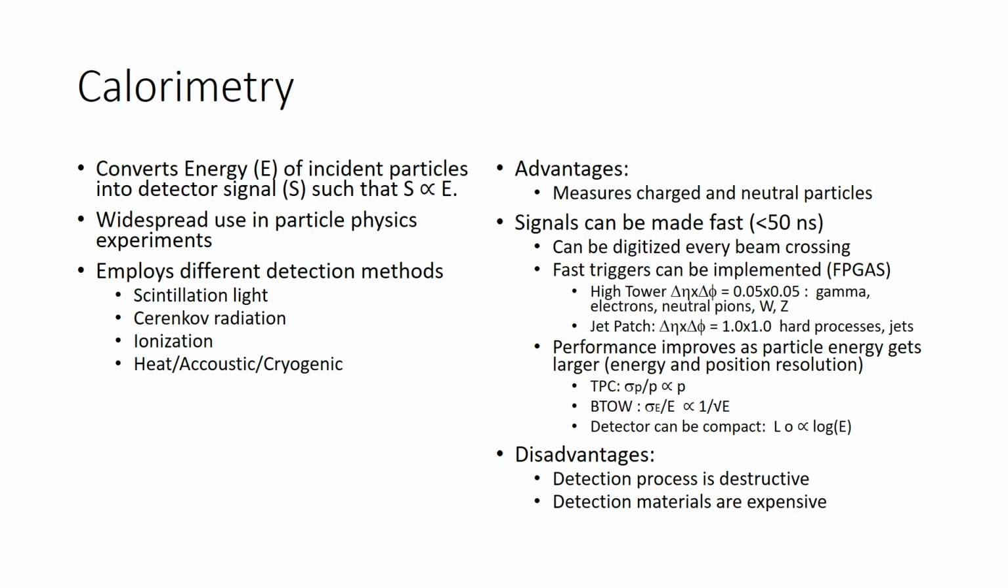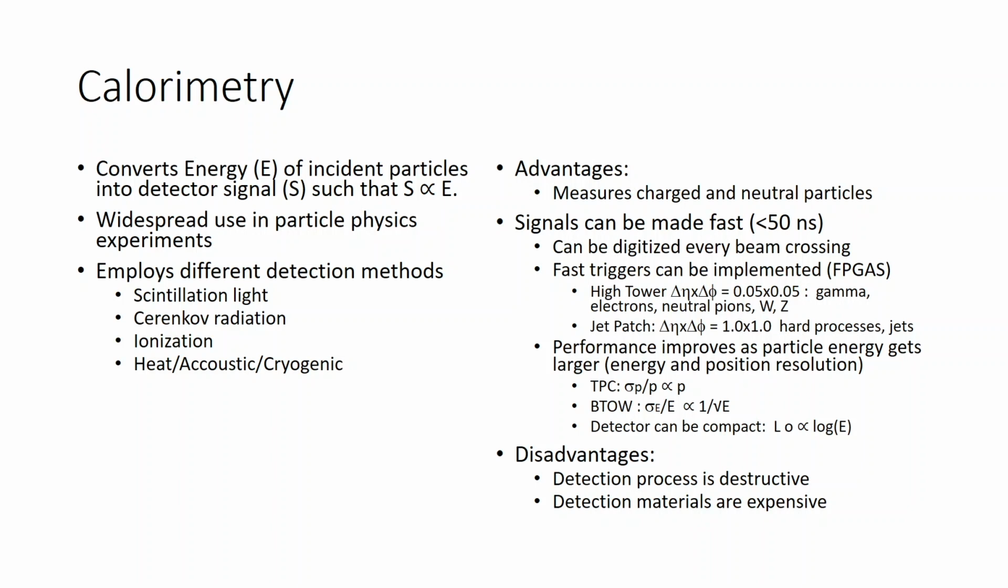First, what is calorimetry? It is a type of detector that converts the energy of a particle into a detector signal S such that S is proportional to the energy. This enjoys widespread use in particle physics and is a mature and well-understood type of detector. Calorimeters can be based on a variety of signal types, such as heat, ionization, Cherenkov radiation, or scintillation light. The advantage of calorimeters is that they can measure both charged and neutral particles.